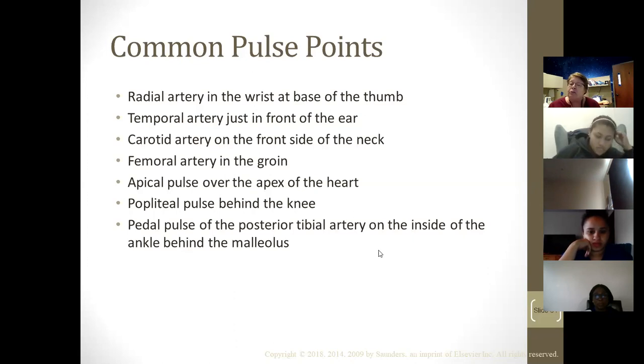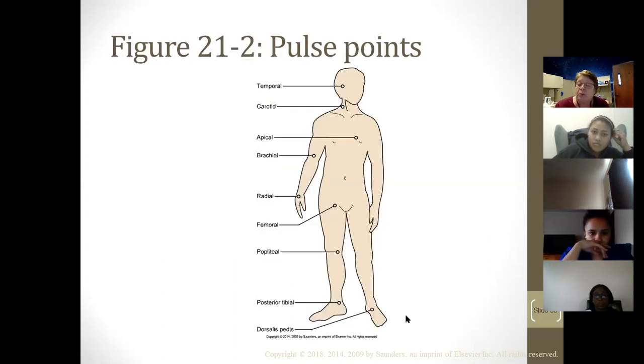Popliteal pulses are behind your knee, and your pedal pulses are on your ankle, the inside of your ankle, behind your ankle bone, and on the top of your foot. So these are all your pulse points now, okay?